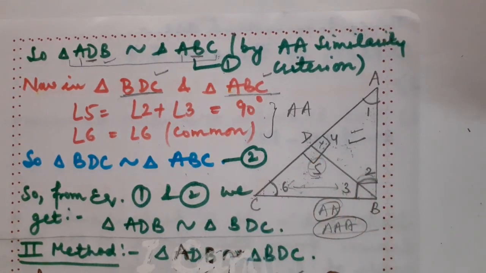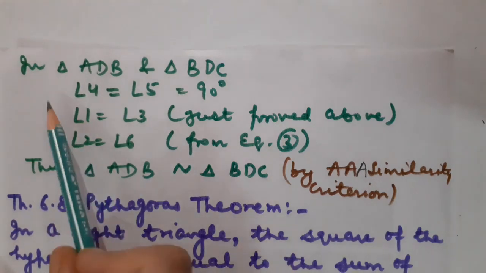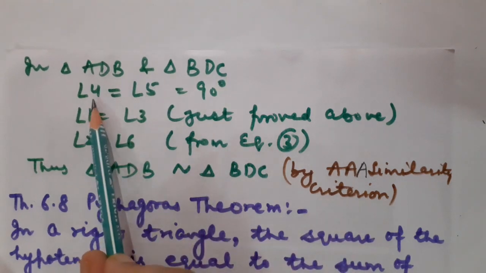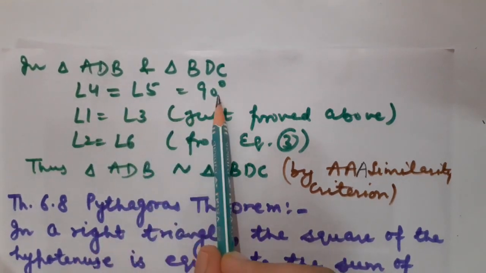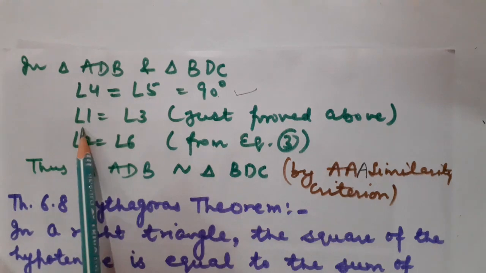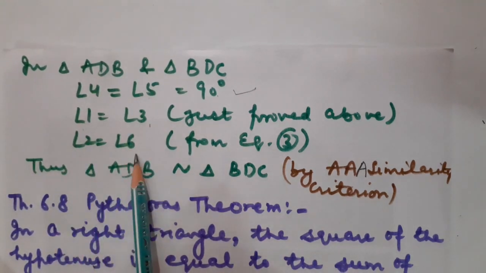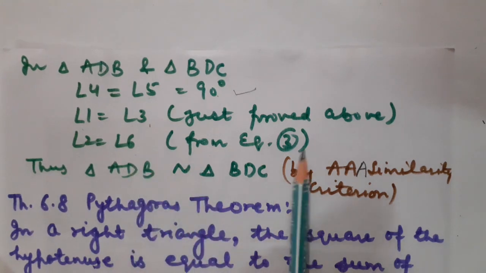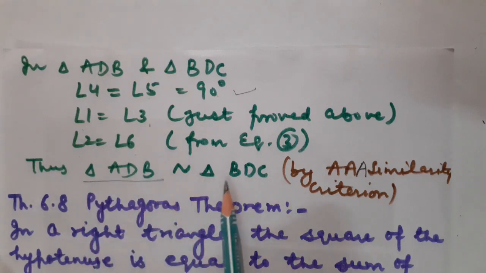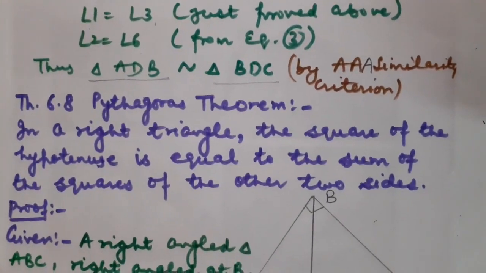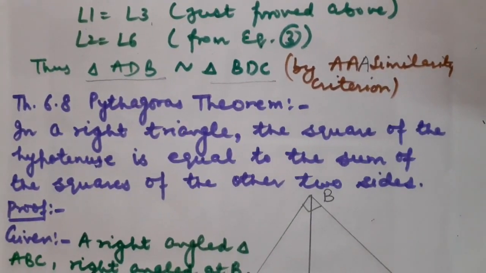Understood? So children, just look here. In triangle ADB and triangle BDC, I have just proved that angle 4 is equal to angle 5. Both are of 90 degree, that you know. Angle 1 is equal to angle 3, I have proved just now. Angle 2 is equal to angle 6, that is from equation number 3. So by triple A similarity criteria, we can say that triangle ADB is similar to triangle BDC. Got it? Okay. Now switch to the most important theorem, that is the proof of Pythagoras theorem.